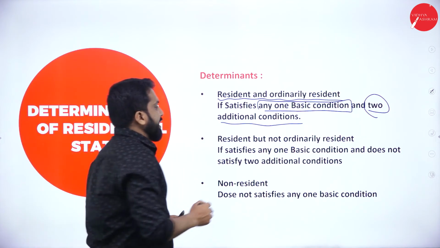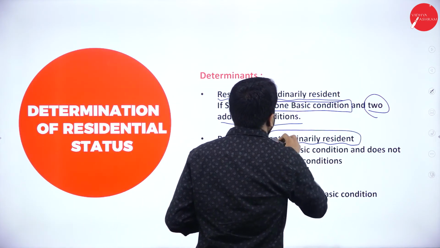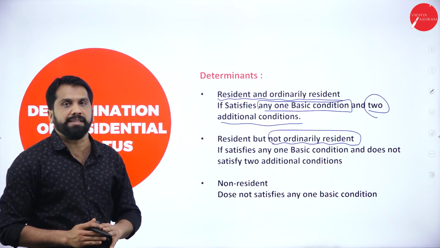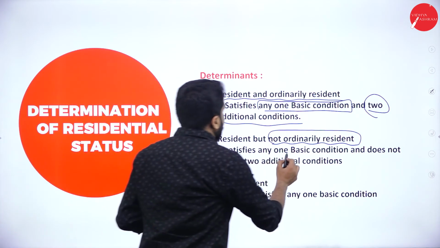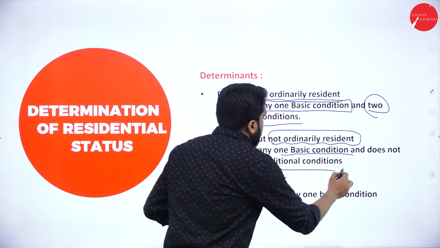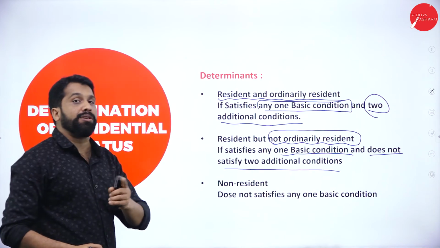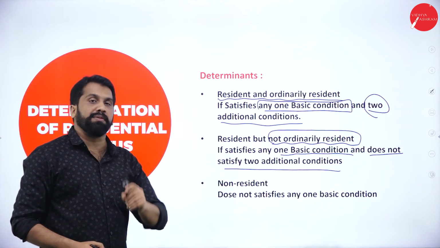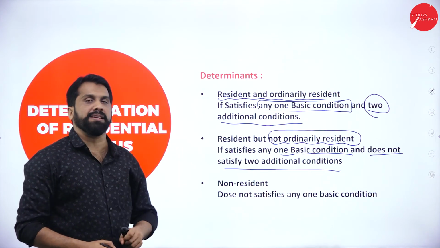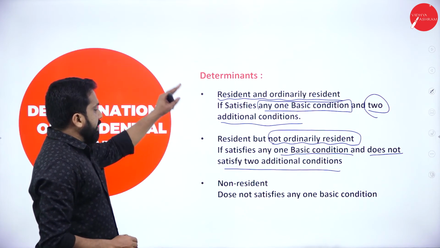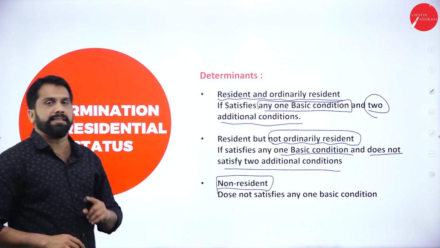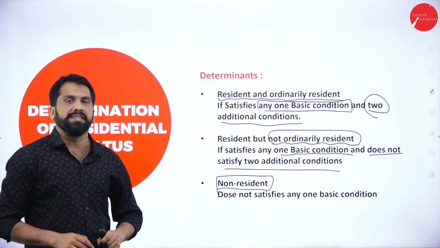Now, resident but not ordinarily resident. If you want to become a resident but not ordinarily resident, same procedure. Basic condition, any one you should fulfill. In the additional conditions, you do not satisfy any of the 2. So, if you do not satisfy the 2 additional conditions, you will become a resident but not ordinarily resident. Clear? Nothing is fulfilled means, very simple, non-resident. This is only your residential status.